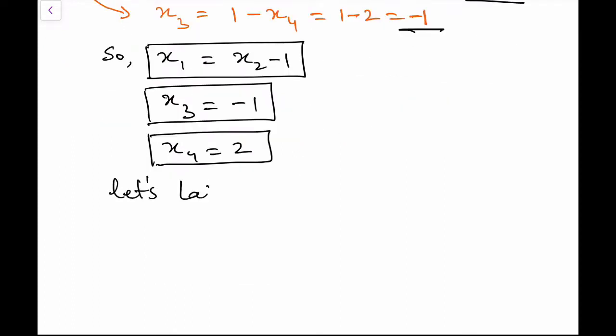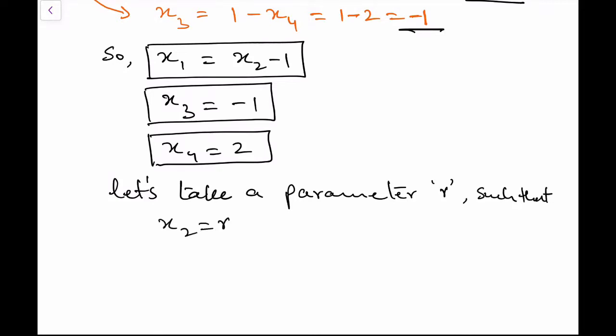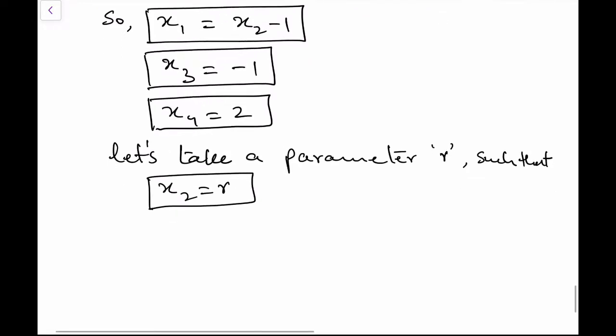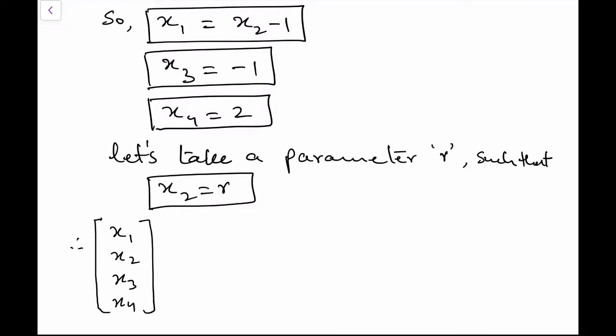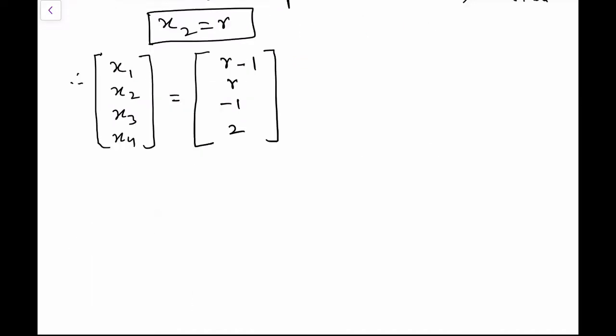So now let's take a parameter r such that the free variable x2 is equal to r. Therefore, x1 is r minus 1, x2 is r, x3 is minus 1 and x4 is 2.